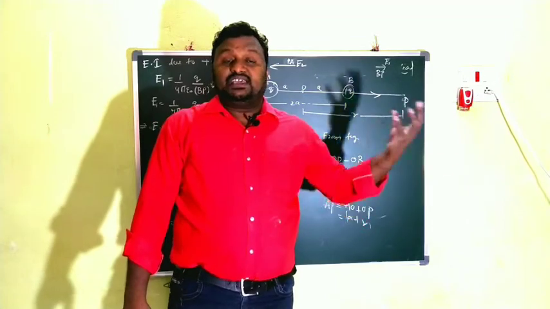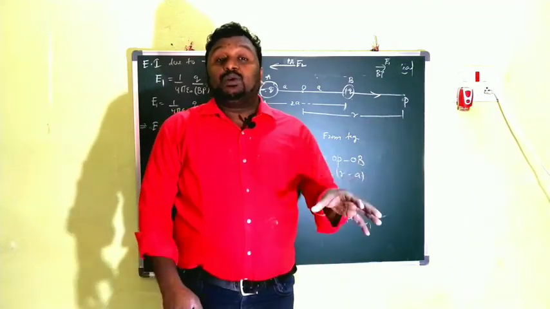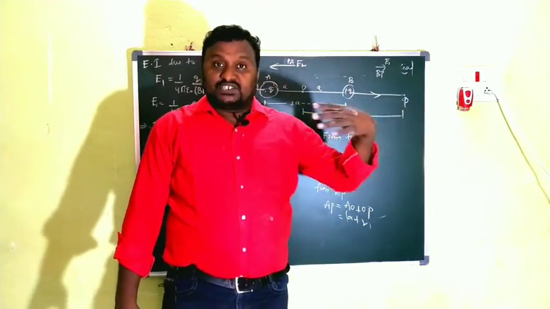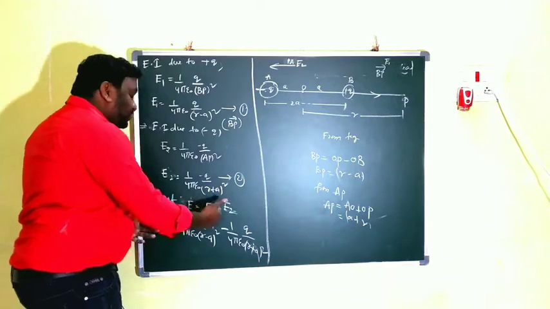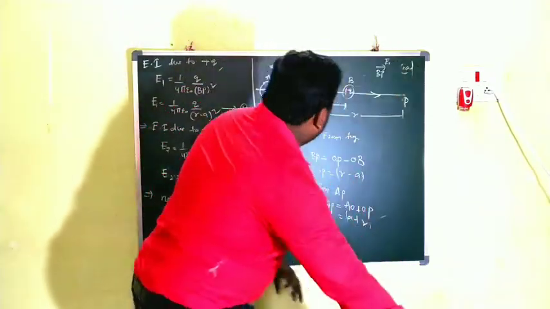E is equal to what? The resultant electric field intensity is nothing but the algebraic sum of the individual electric field intensities. I already explained this in the previous video. That's why, according to that, I am writing E is equal to E1 plus E2. Clear?